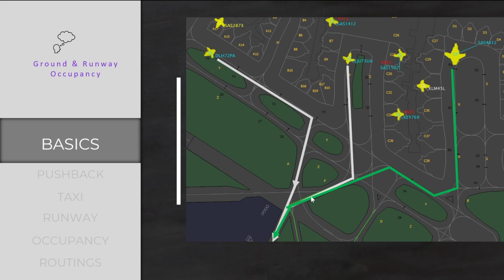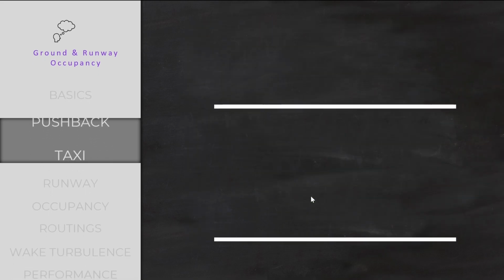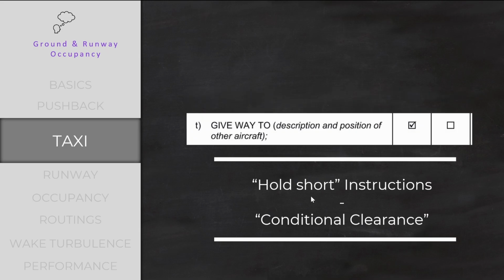With a pushback, that means waiting, or give a conditional clearance. With taxi instructions, it means systematically giving hold short instructions to other airplanes. Again, once both are in view of each other, then the problem can be solved with a conditional clearance. Remember the ATS instruction 14, you can also ask for one to give way.